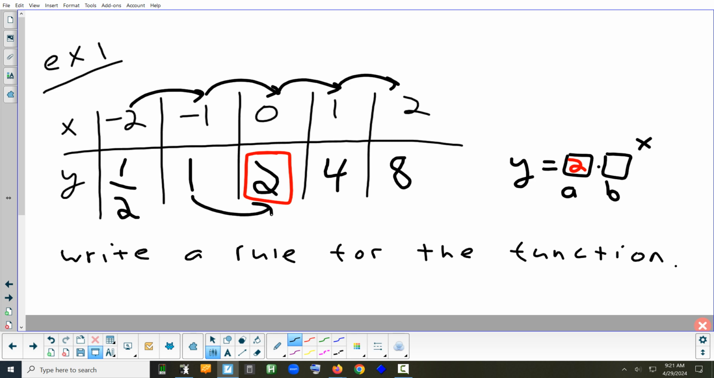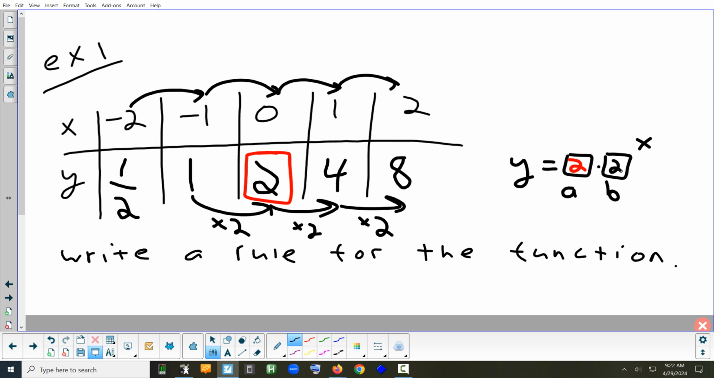What are you multiplying by to get from 1 to 2? 2. We just have to make sure that that's the same pattern all the time. How about from 2 to 4? 2. Yep. And how about from 4 to 8? 2. Yep. So we are multiplying by 2 each time. So what does that mean my B value is? 2. That's the number I'm multiplying by each time.